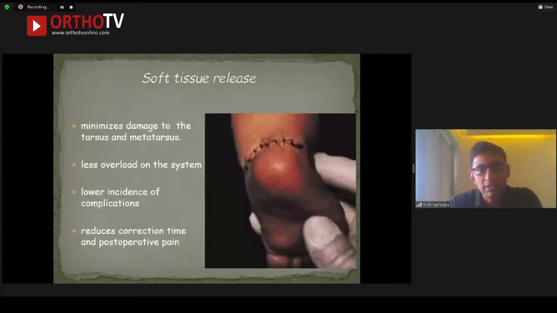For soft tissue release, there is a lot of controversy in the literature about the timing of the release, but it surely does minimize the damage to the tarsus and the metatarsus. It decreases the load on the system, and especially the post-operative stretching and the pain, it reduces significantly. So you can achieve the correction in a shorter period of time once you combine soft tissue release with the fixator, and it lands the patient with a lower incidence of complications.